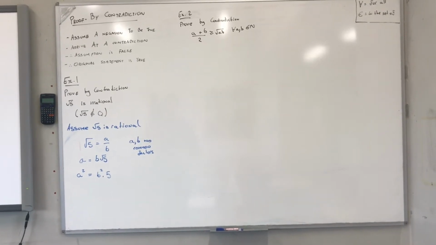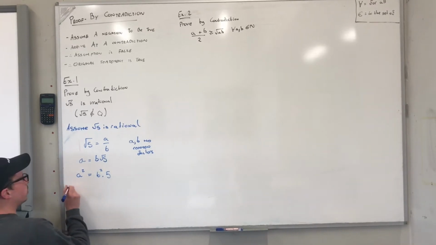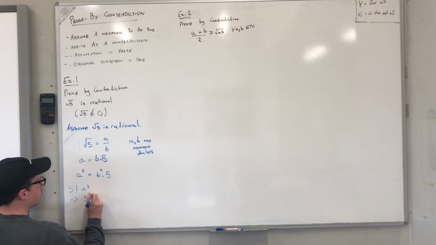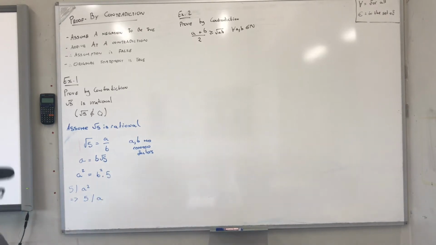So we've got a squared equals b squared times 5. That means a squared is divisible by 5. So that little symbol there, however it's written, means 5 divides a squared. Now if you think about how powers work, if 5 divides a squared, therefore 5 must also divide a. Okay, so that means if 5 divides a, we can express a as some integer multiple of 5.